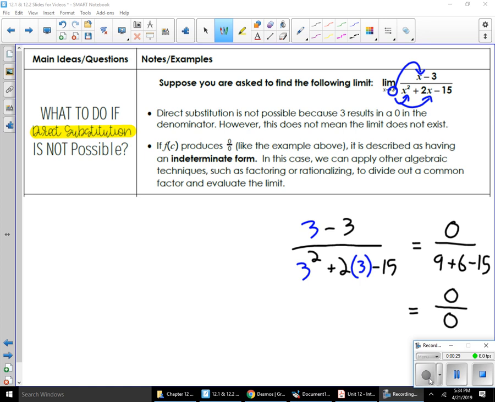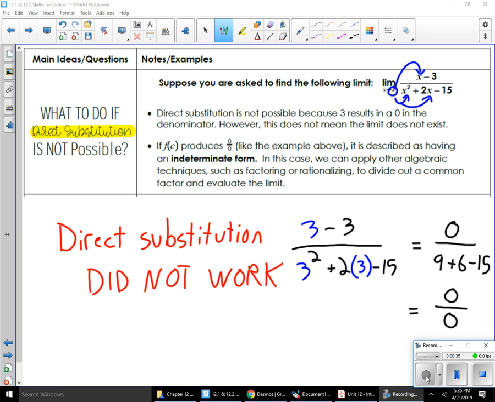What? 0 over 0? What the heck is that? So direct substitution did not work for this problem. And the reason for that, again, it wasn't possible here because it results in a 0 in the denominator, which made this whole sucker undefined.